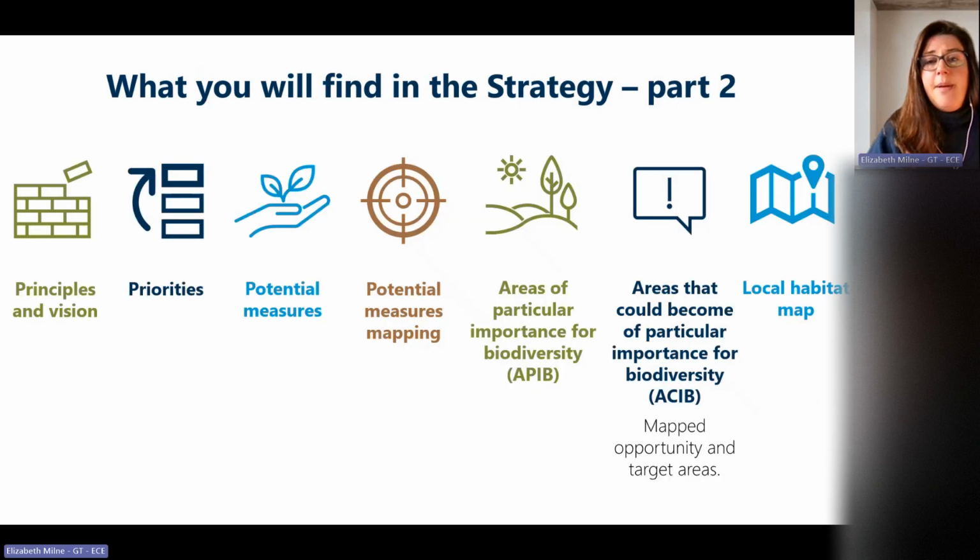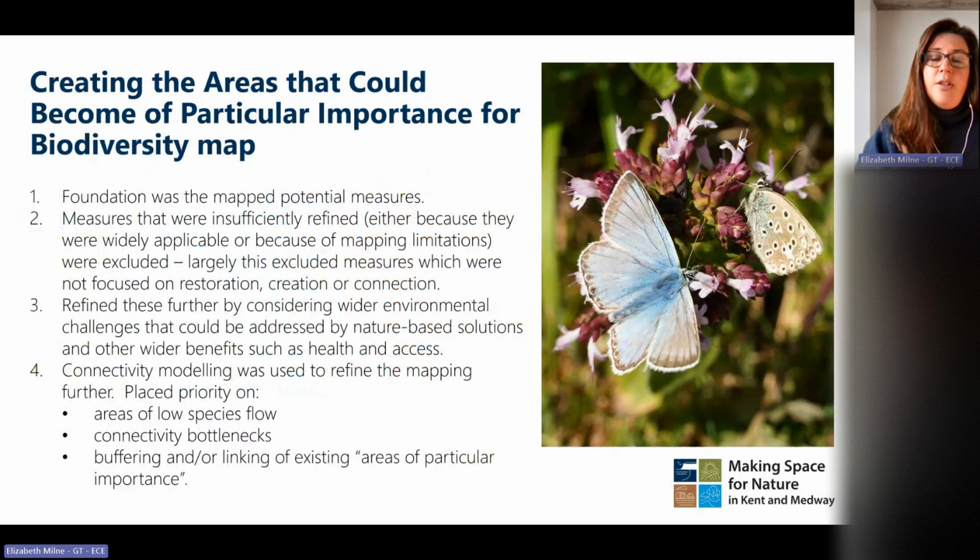The second map is the areas that could become of importance for biodiversity. So these essentially are the opportunity and target areas that we have identified. We had more autonomy to determine how that would be devised. The foundation of this map was the mapped potential measures. Now, as we alluded to, we ended up mapping all of our potential measures, but what that did mean was that nearly every area of the county was covered.